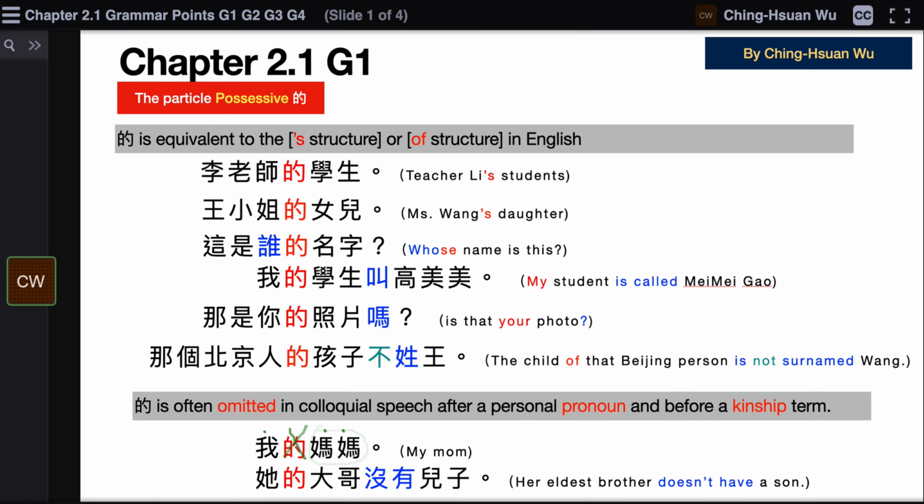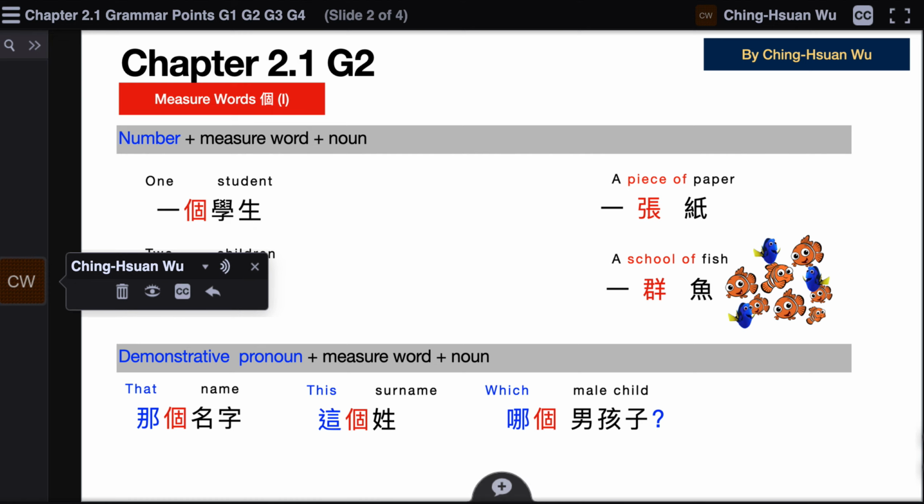Another example, 他的大哥没有儿子, his eldest brother does not have any sons. 他 is a personal pronoun. 大哥 describes kinship. Therefore, in casual conversation, in this case, 的 will be omitted. So it is okay to say 他大哥没有儿子.